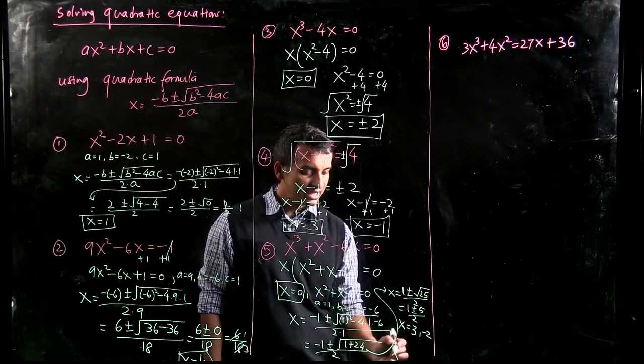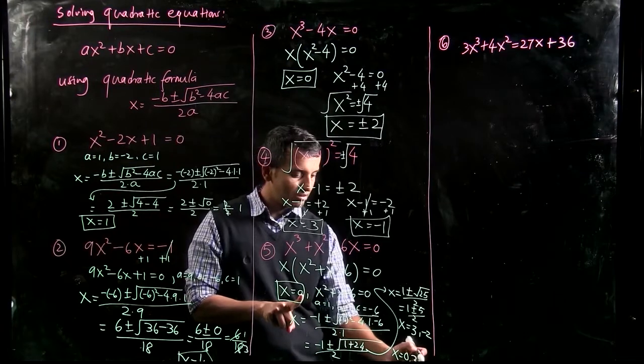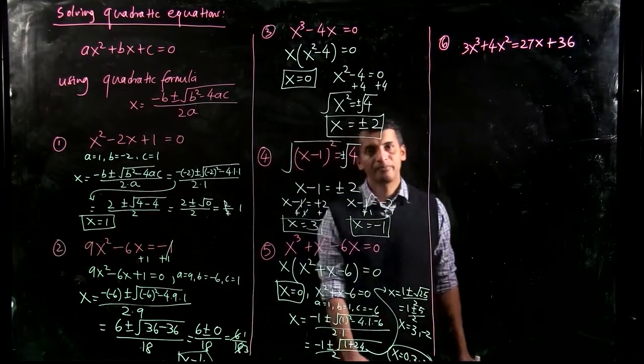So the answer is x equals 0. That's what you got from here, and then 3 and then negative 2. That is the solution to this problem.